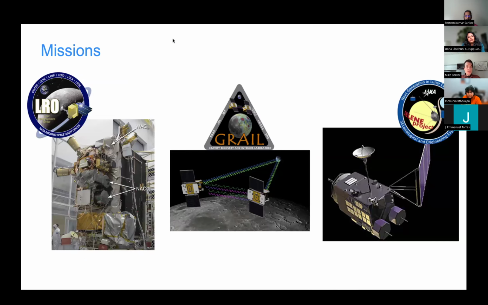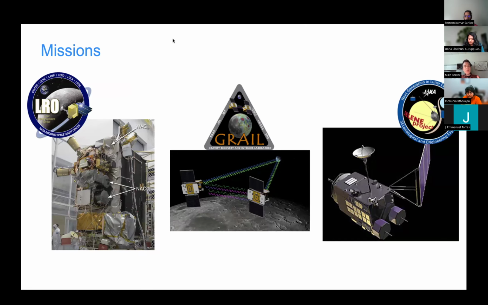Okay, so for the missions, as I said before, we're focusing on LRO, supplemented with data from GRAIL, which was this dual spacecraft mission about 15 years ago or so, that did radio Ka-band tracking between them and Earth to measure the lunar gravity field. And then the Japanese mission Selene, also called Kaguya.